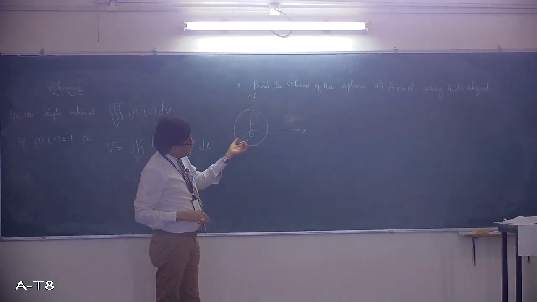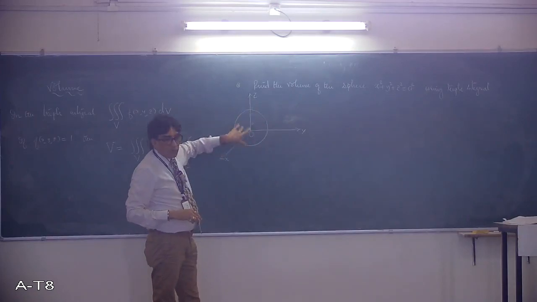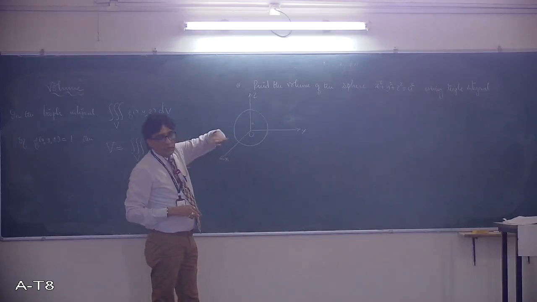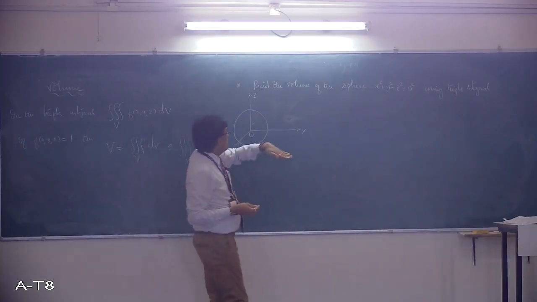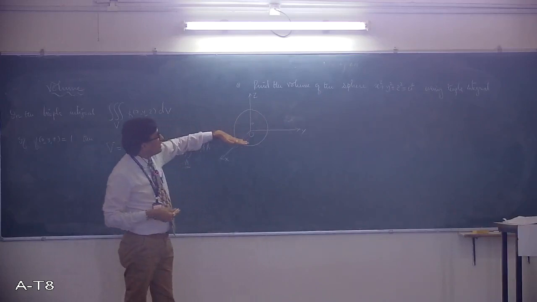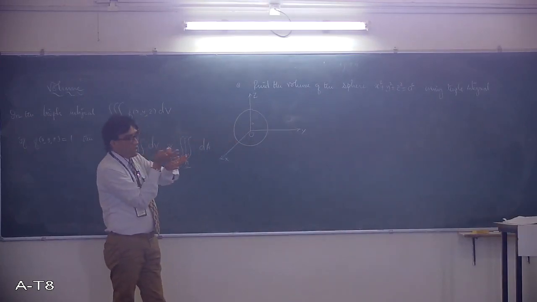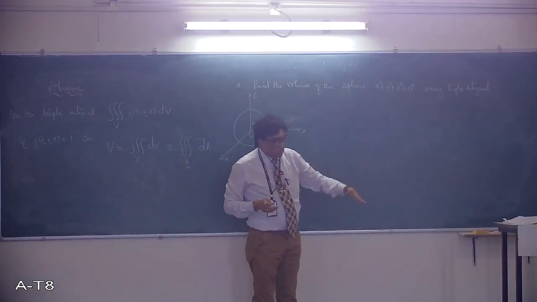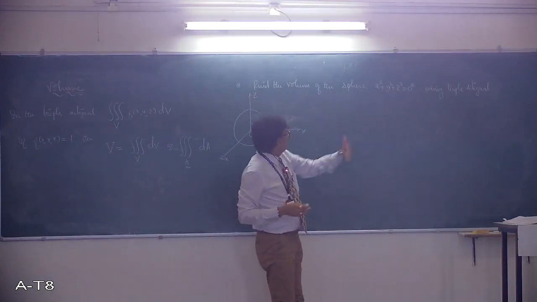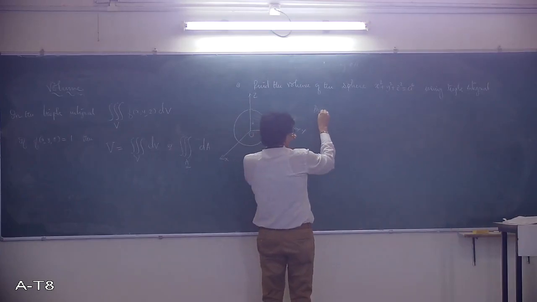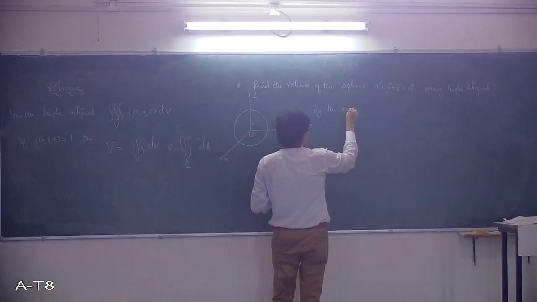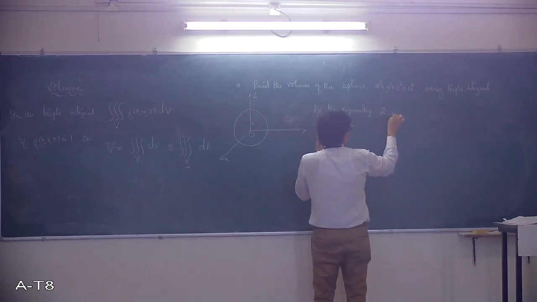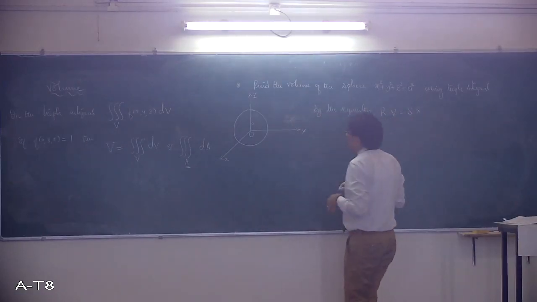Now this sphere is symmetrical about all 8 octants, because the sphere is divided into 8 equal parts. If you cut it exactly at the middle, a hemisphere comes, and again you make 4 parts. One part is coming in this room. So by symmetry, the required volume equals 8 times the volume in the first octant.